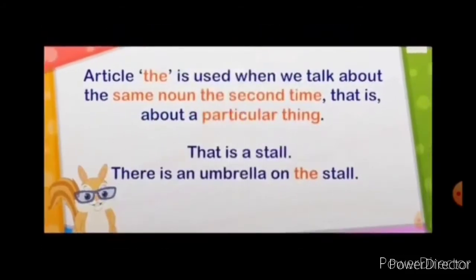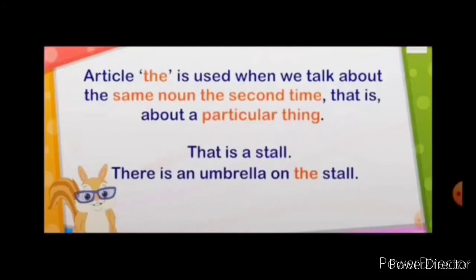The article "the" is used when we talk about the same noun for the second time, that is, about the particular thing. For example, look at the sentence: That is a stall. There is an umbrella on the stall. In this sentence, the indefinite articles a and an and the definite article the are all used.